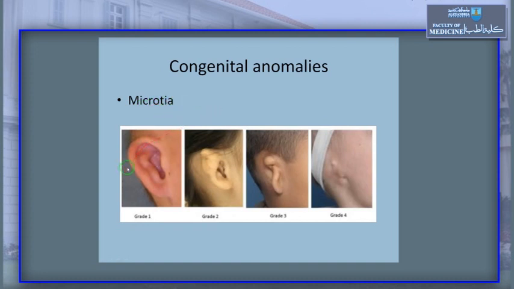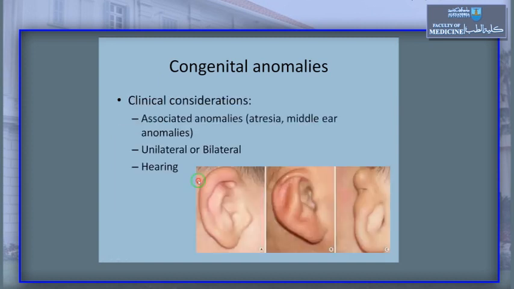So microtia varies in grades from simply an auricle that is smaller than normal with very few deformities, progressing up till complete absence of the auricle. And with any of these, we may have a normal canal or an atretic external auditory canal. So we have two main considerations here, the external appearance and the hearing, because if the canal is atretic, there is conductive hearing loss. So what we have to consider when treating such cases, we have to consider associated anomalies, whether in the body as a whole or within the ear.